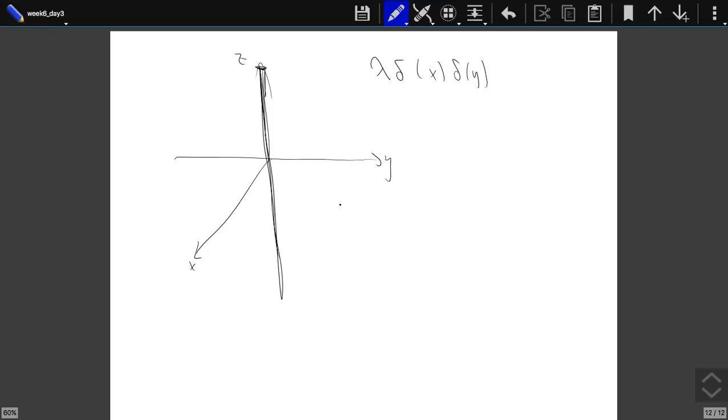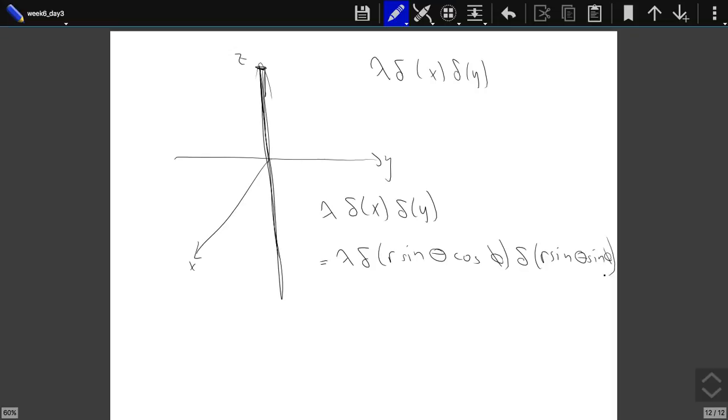What you can try to do at least is this: lambda times Dirac delta of x, where x is r sine theta cosine phi, and Dirac delta of y, where y is r sine theta sine phi. But how do you simplify this? Well, this is also a valid expression in spherical coordinates, by the way. You can use this expression if you want.